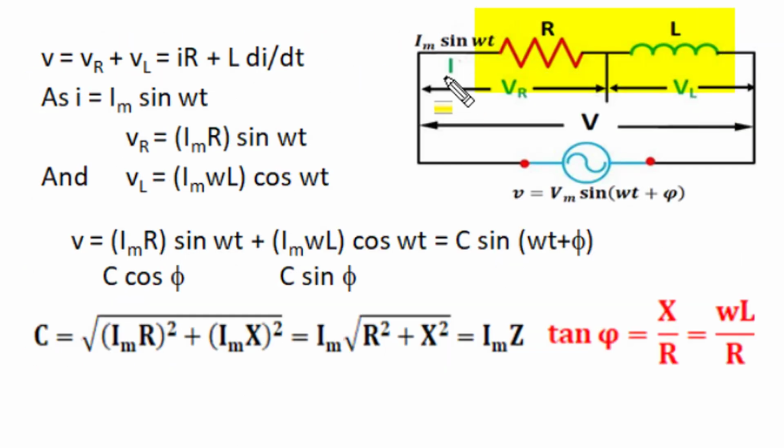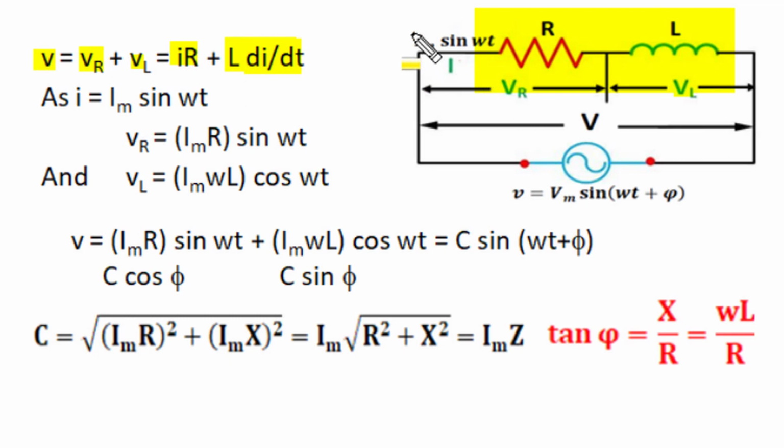In this series combination of resistance and inductor, the total instantaneous voltage applied across the series combination, small v, is the sum of the instantaneous voltage across the resistance and the inductor. The resistance voltage is proportional to the current flowing through the circuit and is equal to iR, and since the same current is flowing through the series inductor, the inductor voltage is proportional to the rate of change of current with respect to time, and it is L di by dt.